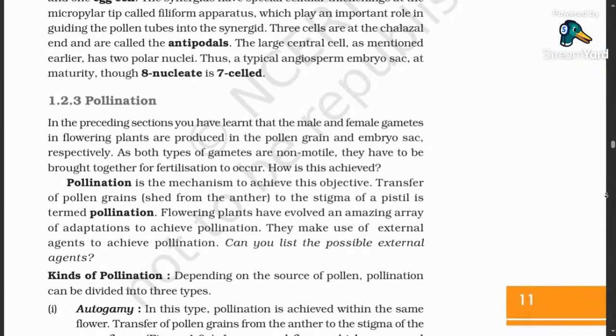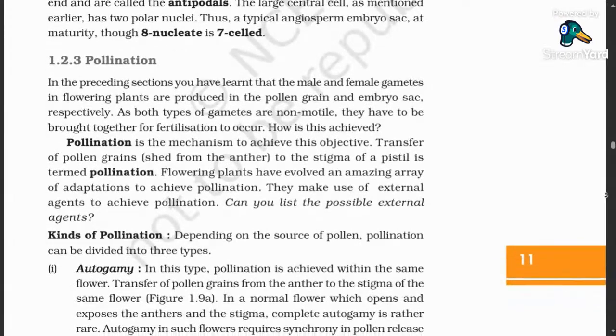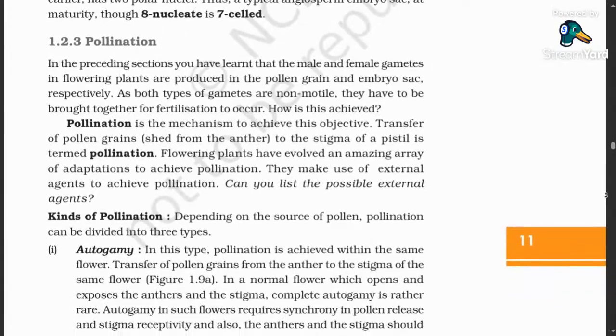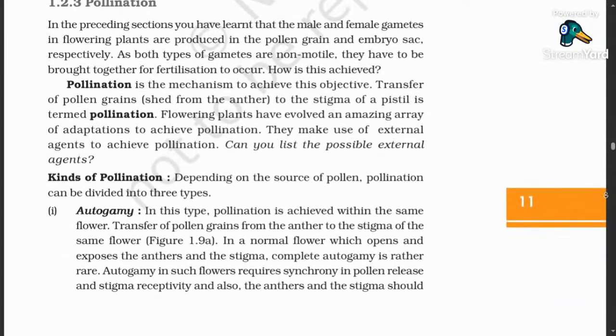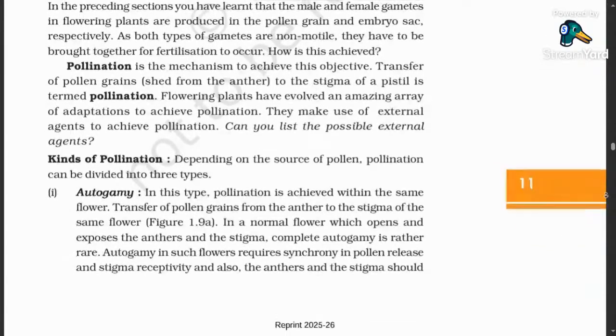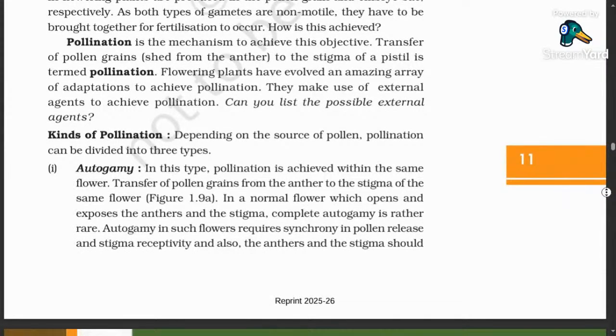Pollination. In the preceding sections, you have learned that the male and female gametes in flowering plants are produced in the pollen sac and embryo sac respectively. As both types of gametes are non-motile, they have to be brought together for fertilization to occur. How is this achieved? Pollination is the mechanism to achieve this objective. Transfer of pollen grains shed from the anther to the stigma of a pistil is termed pollination.